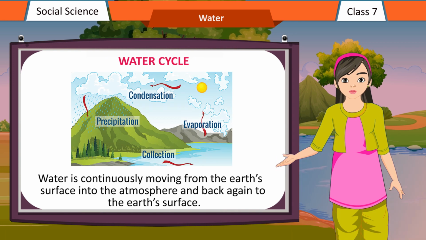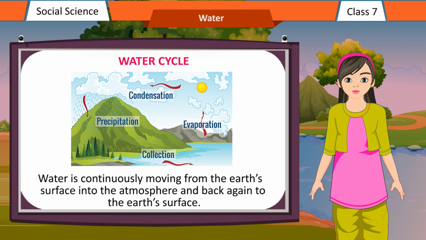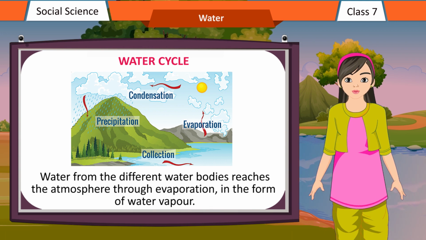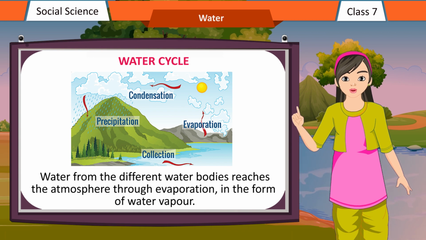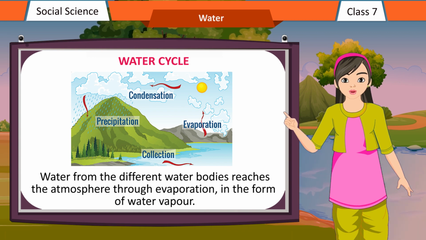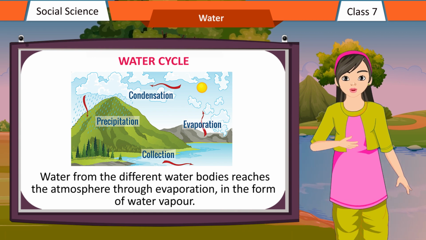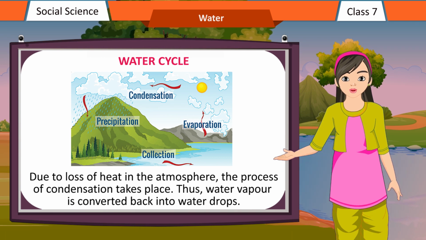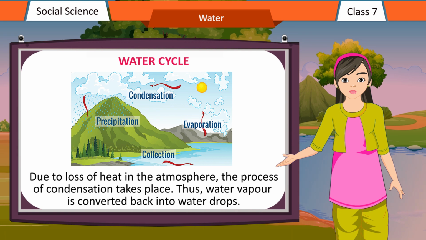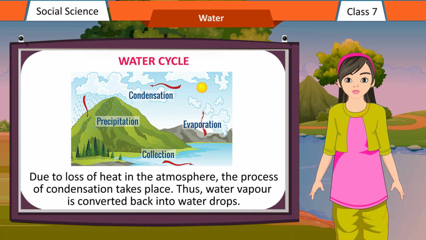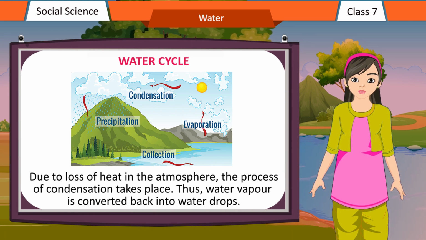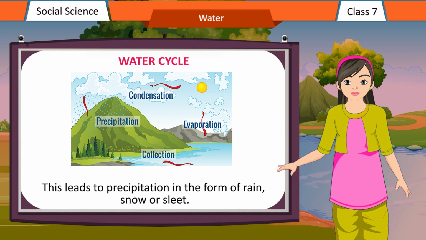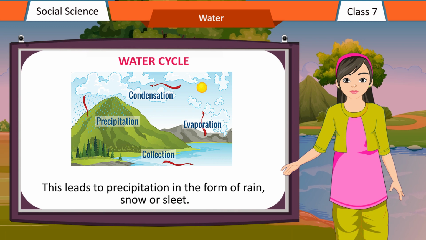Water cycle. Water is continuously moving from the Earth's surface into the atmosphere and back again to the Earth's surface. Water from the different water bodies reaches the atmosphere through evaporation in the form of water vapor. Due to loss of heat in the atmosphere, the process of condensation takes place. Thus, water vapor is converted back into water drops. This leads to precipitation in the form of rain, snow, or sleet.